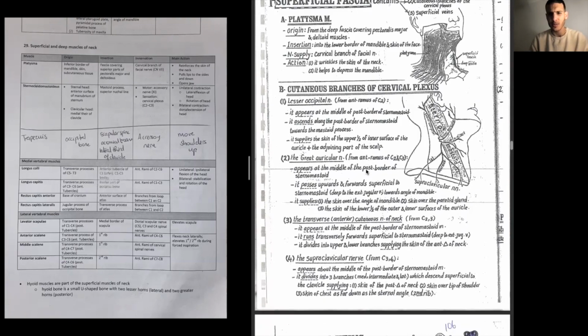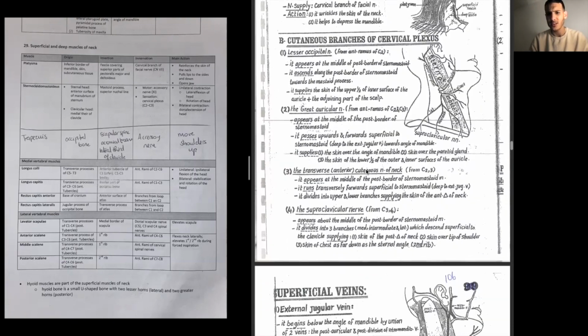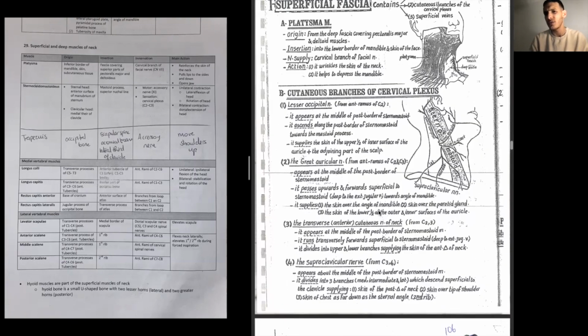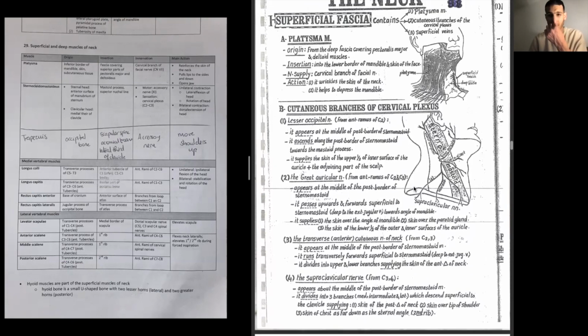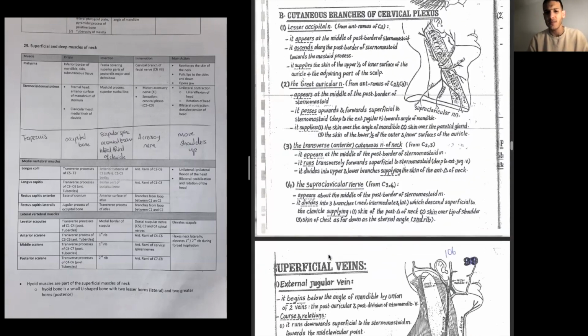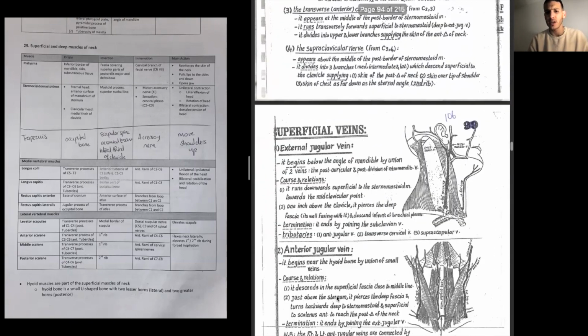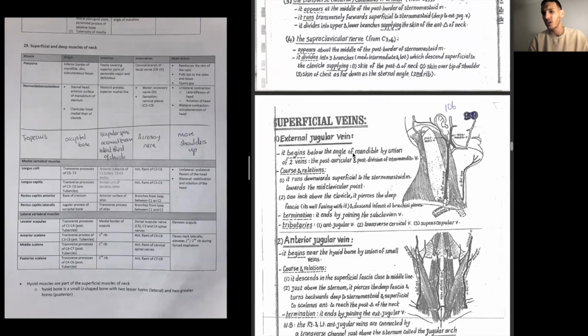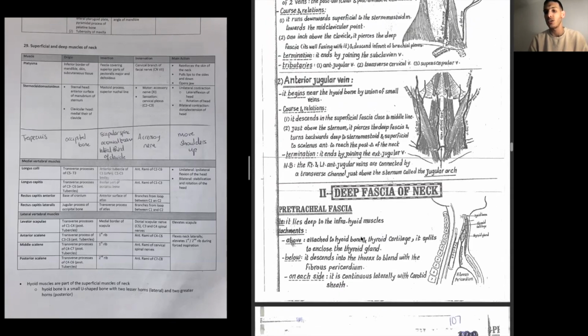Next, sternocleidomastoid muscle. Just know that the cutaneous branch of the cervical plexus is found within the superficial fascia, and you are going to be studying the cervical plexus in the future. These are the cutaneous branches that come closest to the superficial skin, and then finally the superficial veins, such as the external jugular vein, which is an important vein that you need to study.